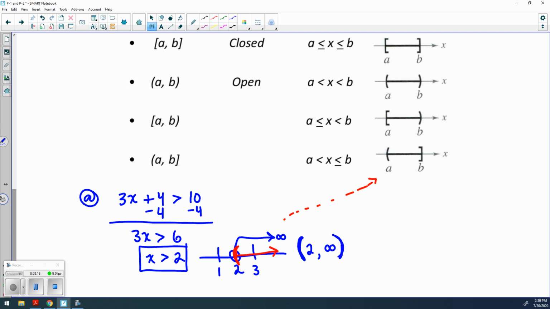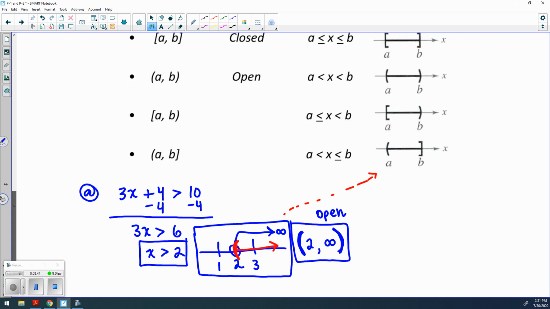I always use a parenthesis around the infinity symbol because that's not a number. It's just kind of an idea. It's the direction we're headed on the number line, out toward infinity. So those are our 3 representations for the answer to this problem. We would say that this is an open interval. It's open because we've got these parentheses, we've got an open circle, and we've got an open-ended arrow headed toward the right. I'm going to stop there.